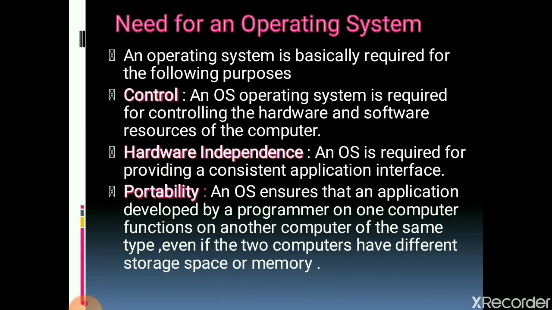And next, what is the need for an operating system? Here we are going to study how this operating system is required for different purposes. The first one is control. The operating system is generally required for controlling the hardware and the software resources of a computer. For example, if you want to operate a printer or another external device, definitely the operating system is required.